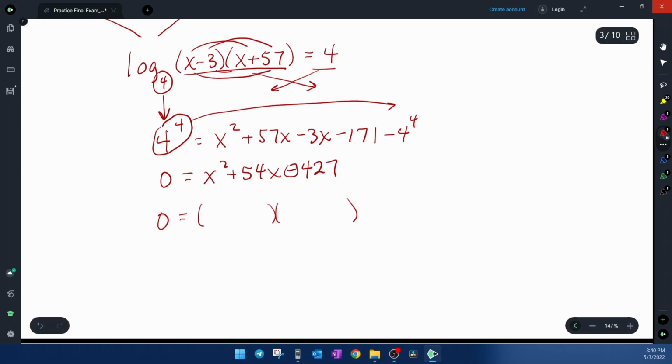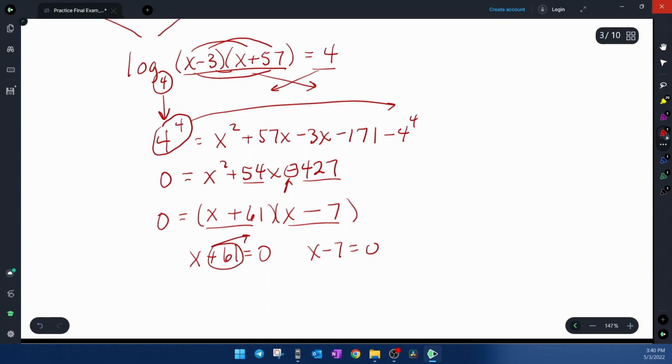All right, so here we go. We're going to have different signs, plus and minus, x and x. Again, the numbers that multiply to make 427 and subtract to make 54 are 61 and 7, and the 61 has to go with the plus. And then if I set each factor equal to 0 and solve, moving the 61 over, that's going to give us x is negative 61. Moving the 7 gives us x is 7.